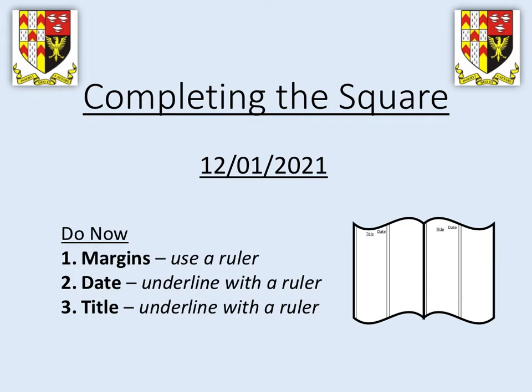Hi guys, so as promised, here's a lesson on completing the square. We talked about this in the team session yesterday, but I know that a few of you were still a little bit stuck, so let's just have a lesson on this.